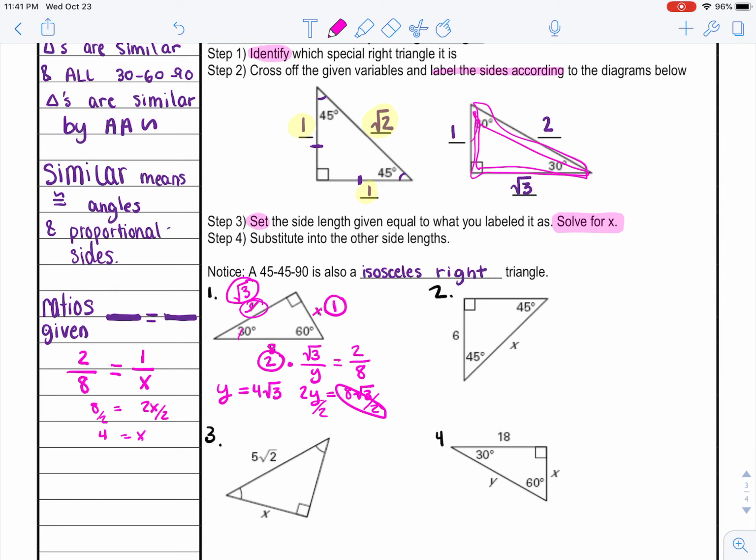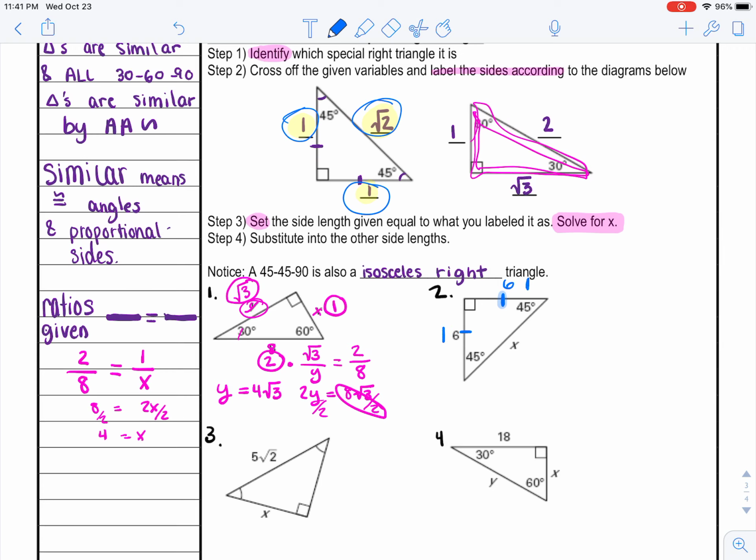All right, let's do that process again, setting up proportions, but with a 45, 45, 90 triangle instead of a 30, 60, 90 triangle. We know that these sides should be congruent if it's 45, 45, 90 because it's isosceles. And so this side would be 6. And we want to label it with the rules above. So this side corresponds with 1, 1, and the hypotenuse we're going to label radical 2.